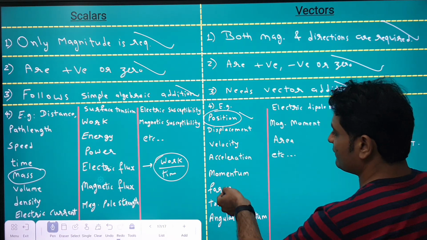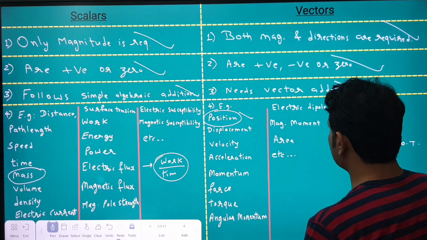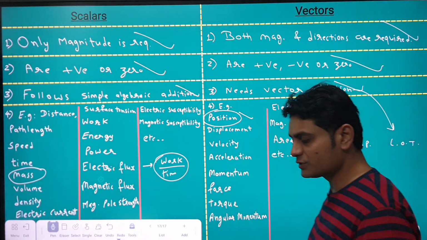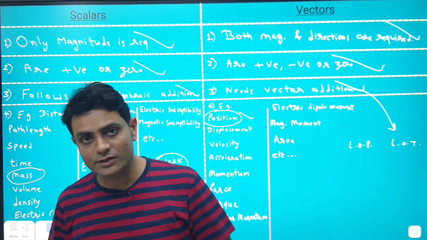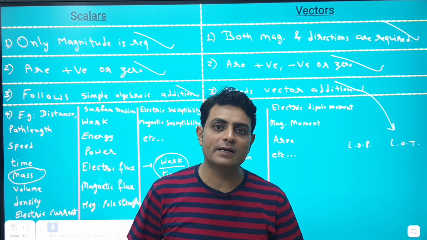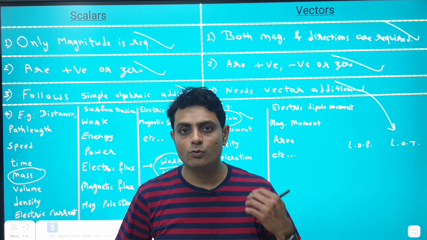Similarly, displacement, velocity, acceleration, momentum, force, torque, angular momentum, electric dipole moment, magnetic moment, area, etc. There are many more such physical quantities. You have to think yourself whether the direction is required or not. On the basis of that, you can decide whether a physical quantity is scalar or vector.